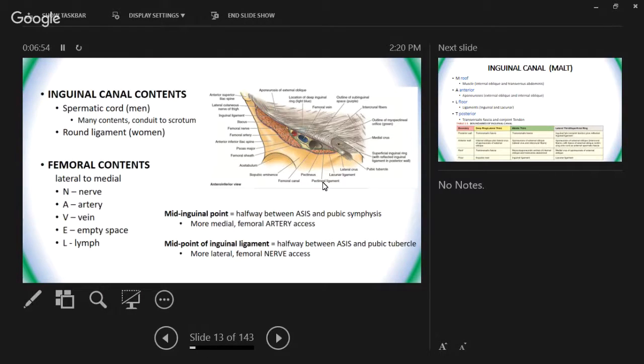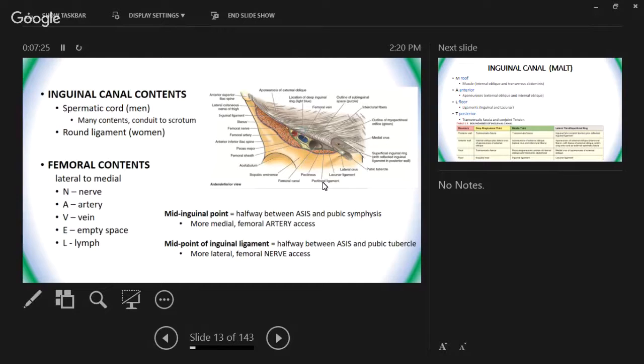So the inguinal canal will start with its contents. You've got the spermatic cord in there. And then femoral, that's your NAVEL mnemonic. I don't know if you remember that from anatomy. So from lateral, you go nerve, artery, vein, empty space, and lymphatics. And you might see you've got just like around about the mid-inguinal point you find in the inguinal ligament.